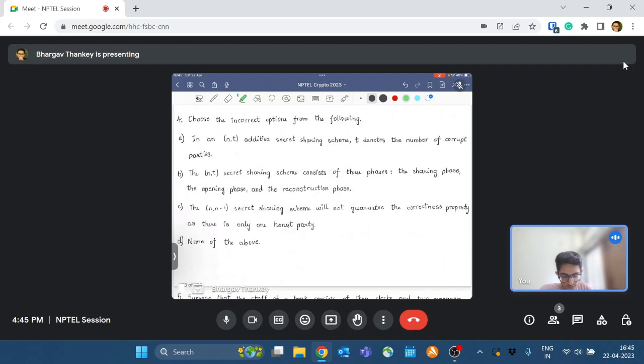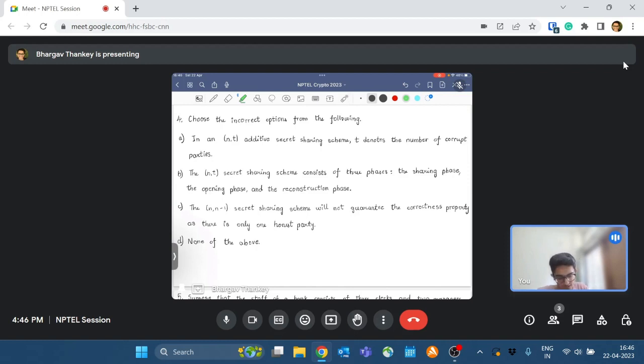So now let's look at question 4. The question is: choose the incorrect options from the following, and the options are A. In an n comma t additive secret sharing scheme, t denotes the number of correct parties. Option B is the n comma t secret sharing scheme consists of three phases, namely the sharing phase, the opening phase, and the reconstruction phase. Option C is the n comma n minus 1 secret sharing scheme will not guarantee the correctness property as there is only one honest party. Option D is none of the above.